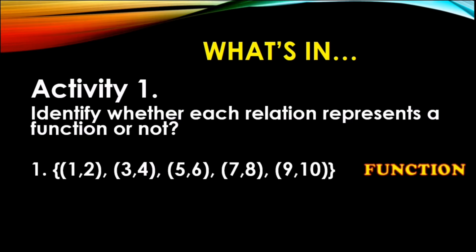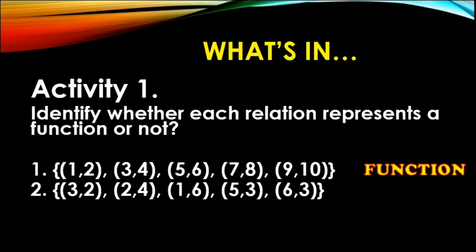a function. Number 2, another set of ordered pairs: (3, 2), (2, 4), (1, 6), (5, 3), (6, 3). Again, our x values are 3, 2, 1, 5, 6. No same x values, so our answer again is, it is a function.